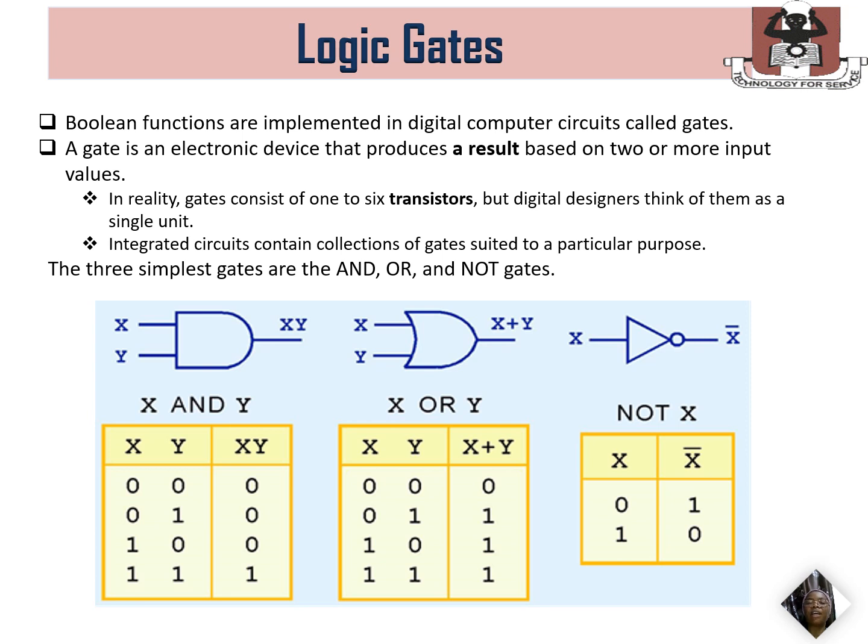Then the AND operation is denoted by this symbol like a D. You have the OR operation in this shape, and we have the inverter also in this shape.